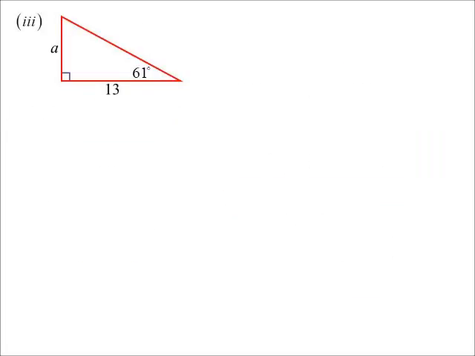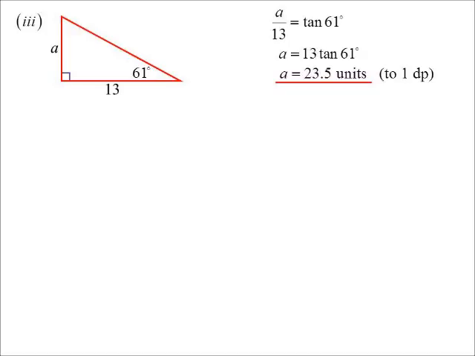Then we got into, all right, let's find the sides. And we'd say, okay, let's set up the ratio. The ratio I've got here is opposite over adjacent. So I know it's tan. Then, like any equation, get rid of the fraction, multiply by 13, punch it into our calculator, and I've done mine to one decimal place. There's our answer.